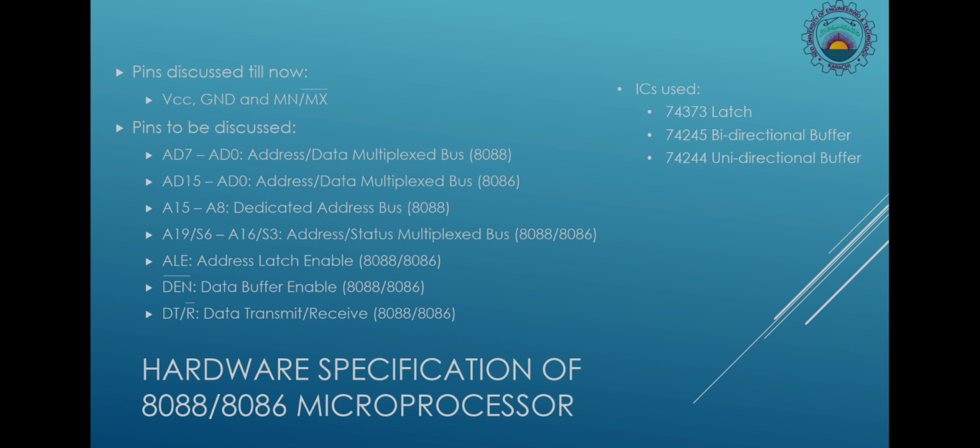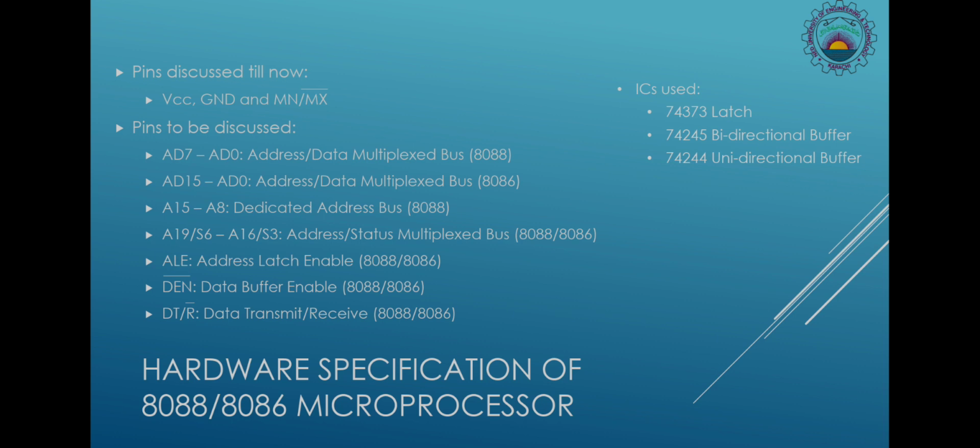Till now we have discussed three microprocessor pins: VCC, ground, and minimum/maximum. There are two ground pins, so those will be at 0 volt, a single VCC pin that will be connected with plus 5 volt, and whatever operation we require, minimum mode or maximum mode, we will be connecting the minimum/maximum pin according to that requirement.